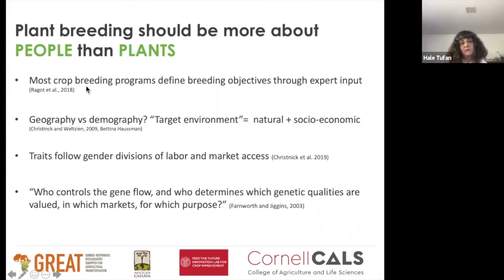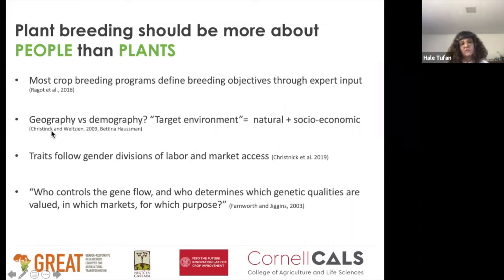When you look across a recent review about 2 years ago, and this is again for public sector breeding, international agricultural breeding programs, most of these programs define breeding objectives through expert input. What does that mean? Breeders talking to breeders, breeders talking to key stakeholders, but not really having those feedback loops between the communities that are adopting the varieties and the breeding priority setting.